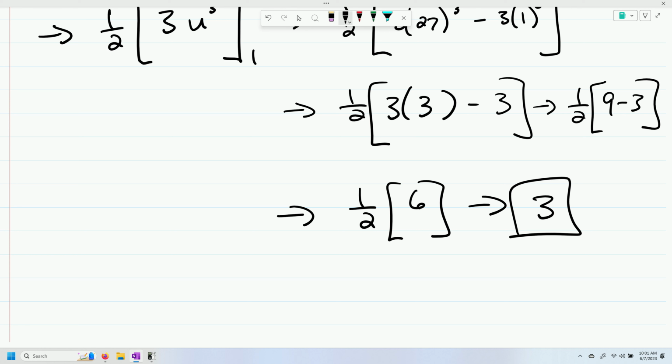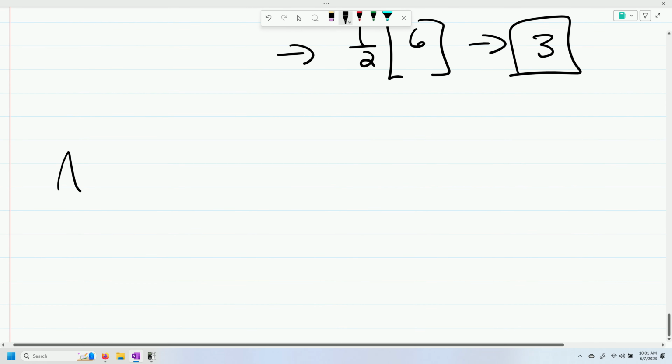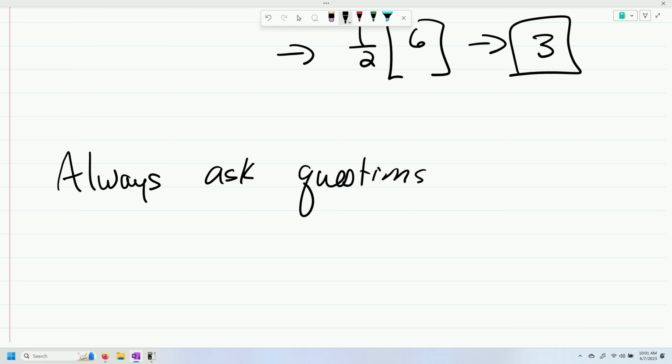But this is just the overall introduction. This is what I'm hoping you kind of know walking into the class. If you don't, please ask questions. You're going to hear me say that a lot at the beginning of the semester. Always ask questions. All right? I'll be more than happy to answer them. I can even meet with you if you want via Zoom or something like that. Just reach out and always ask questions.